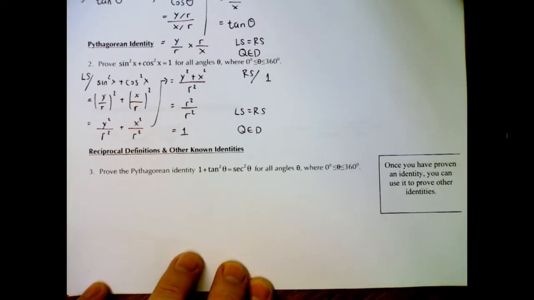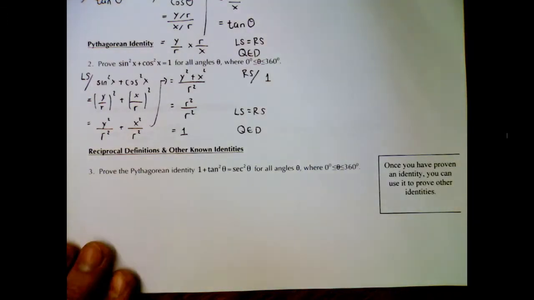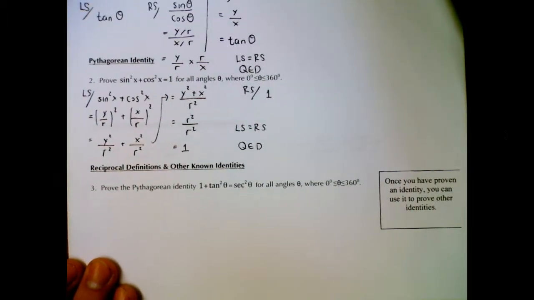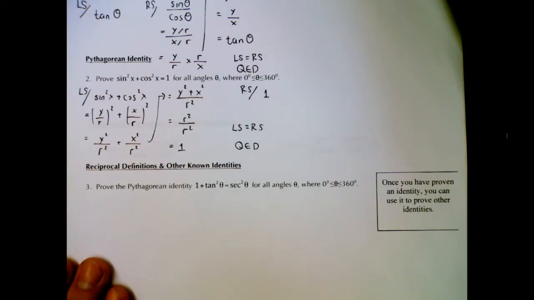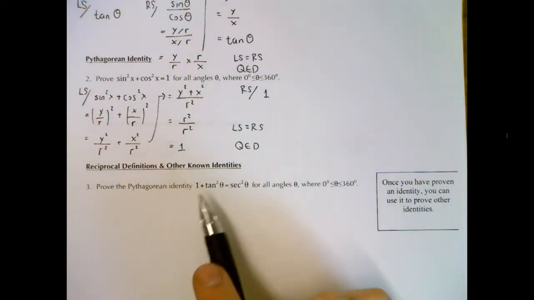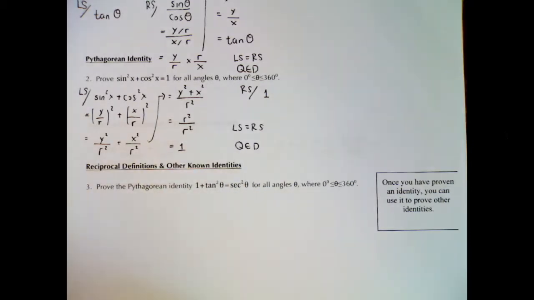So here's a little note. Once you've proven an identity, you can use it to prove other identities. Now, I've put these 3 identities on your formula sheet, so you can use those identities for the rest of the course, and you don't have to redevelop them using X, Y, and R substitution. So let's try to prove this identity. Prove the Pythagorean identity 1 plus tan squared theta equals secant squared theta.